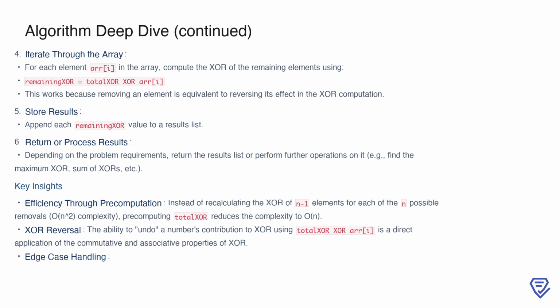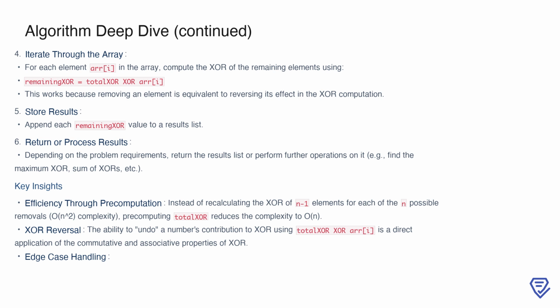After processing all elements, the results list contains the XOR values for every possible removal. Depending on the problem's requirements, we can then either return this list or perform additional operations, such as finding the maximum XOR or summing all the XOR values. The key insight here is the efficiency gained through pre-computation.